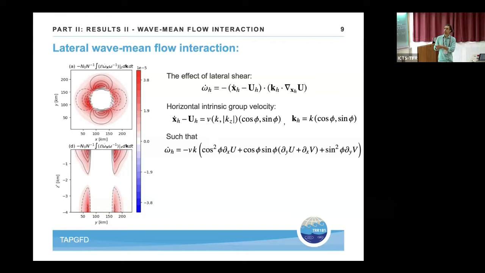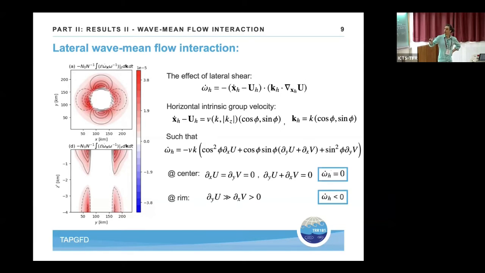And what we see is that at the center, the lateral wave mean flow interaction vanishes, but outside it is positive, therefore the waves are gaining energy from the mean flow. And that is actually what we can see. If we plug in the conditions from the shears in this equation, at the center, the omega dot H vanishes, but at the rim or outside, it doesn't, as you have this condition.